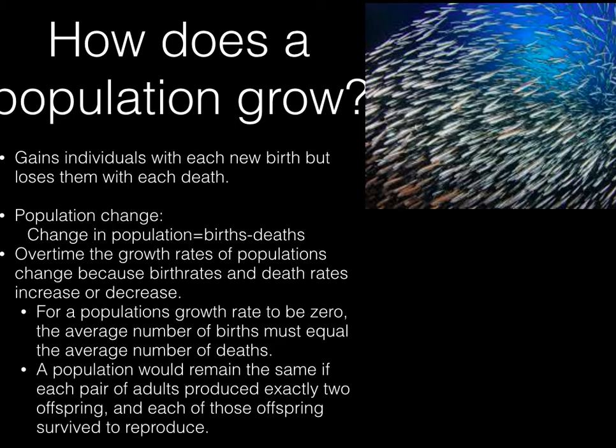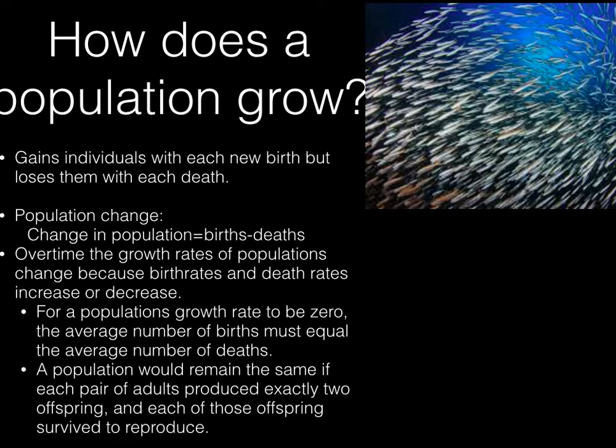So how does a population grow? A change in population equals births minus deaths. And this might seem pretty easy to understand, but it actually relies on some other factors. Over time, the growth rates of populations change because birth rates and death rates increase or decrease. But there are also other factors involved that keep a population at a stable place.